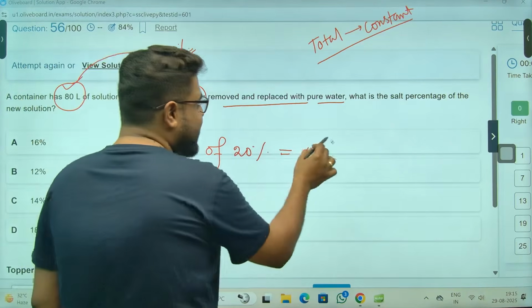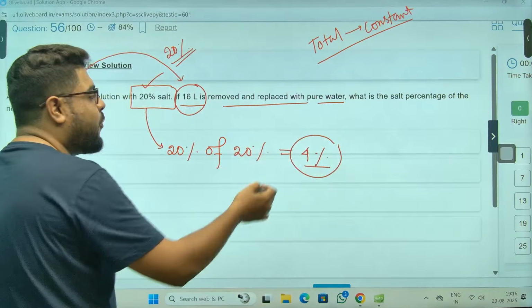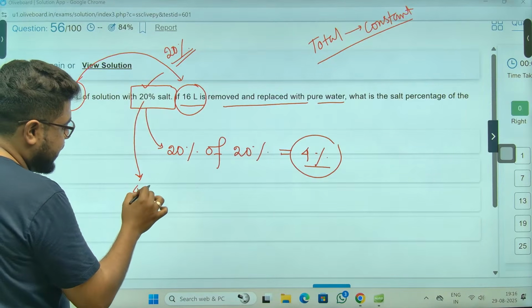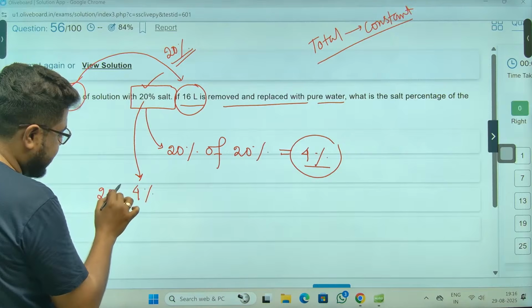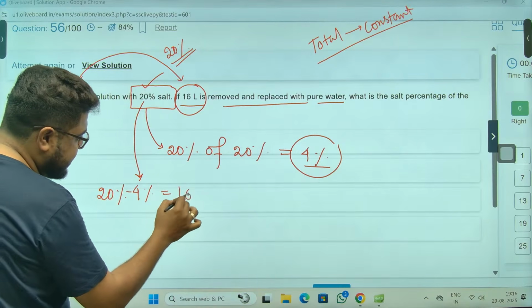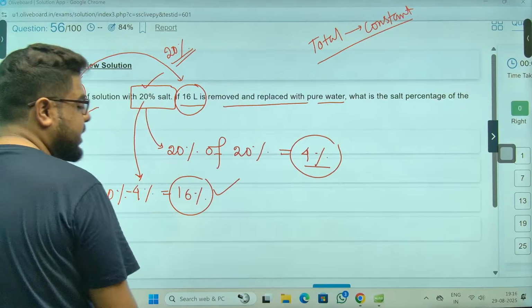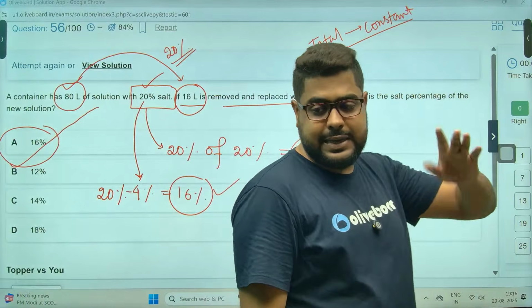So meaning, what is the salt percentage? It will be 4% less. So 20% was initial salt. It will be 4% less, meaning 20% minus this, that is 16% will be the answer. 16% will be the answer, option number A. This is the easiest way.